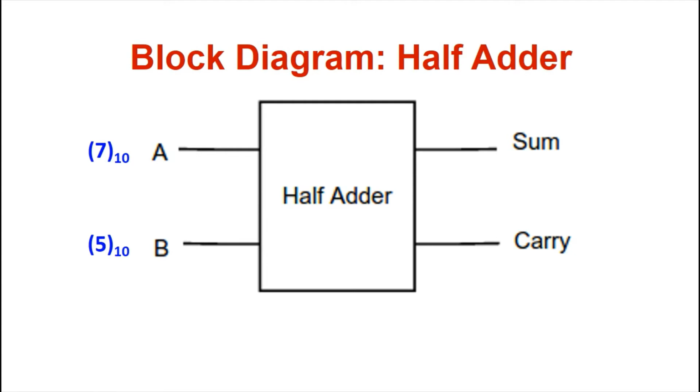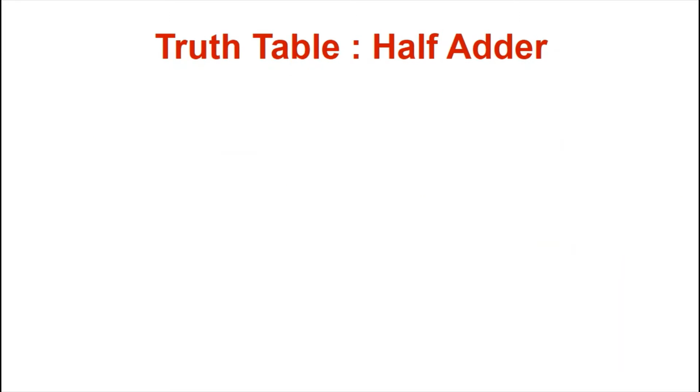So again, 7 plus 5, if both are decimal numbers, for simplicity I have taken a decimal number. So 7 plus 5 is 12. Among that 12, we have 2 as the sum and 1 as the carry. So that was the understanding about the block diagram.